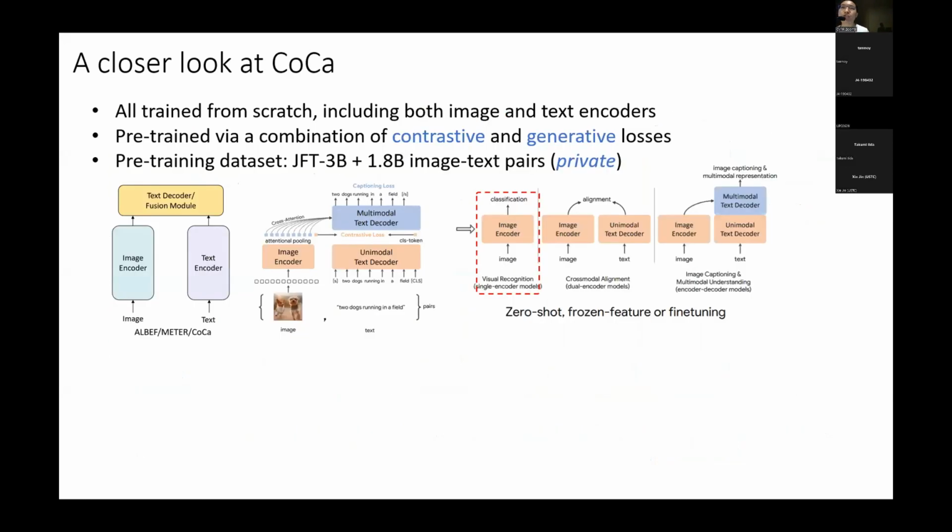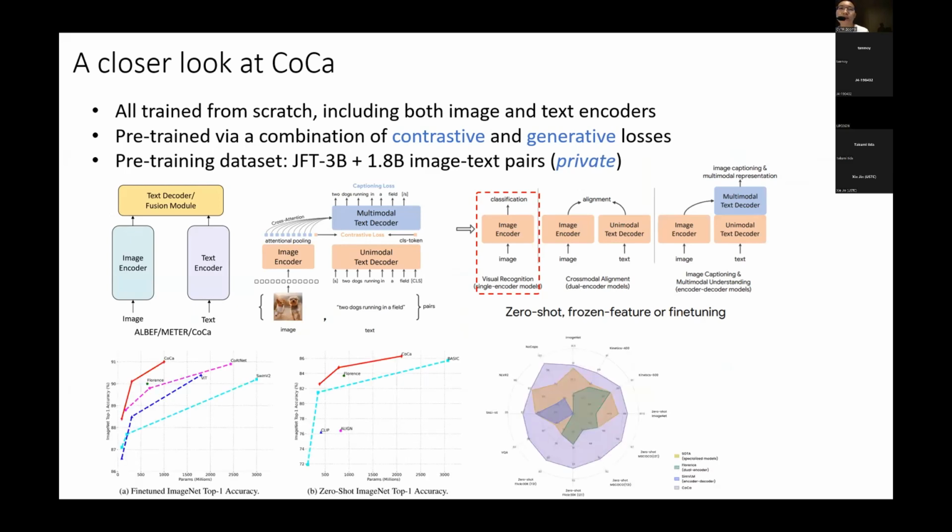So this is about generative pre-training. But how about we combine them together? And this is the basic idea of CoCa. In CoCa, all the model is trained from scratch, including the image and the text encoder, and is pre-trained by a combination of contrastive loss and generative loss. And also, you need to pre-train on large data. However, the data is private, in order for you to have good performance.